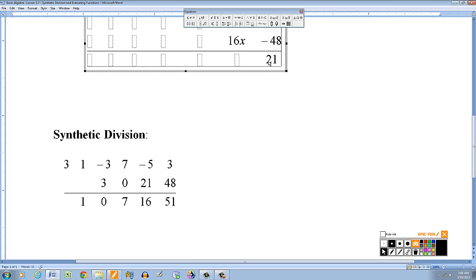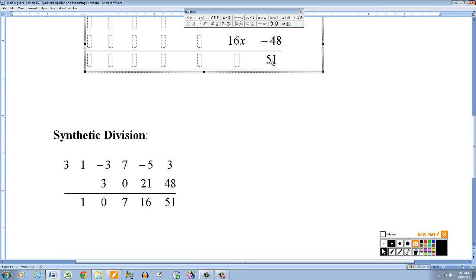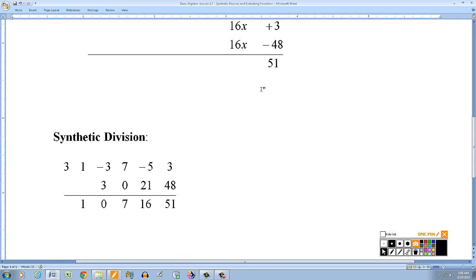Let me correct this one here. 51. Okay, so here's the way it works for the synthetic division. Same problem.